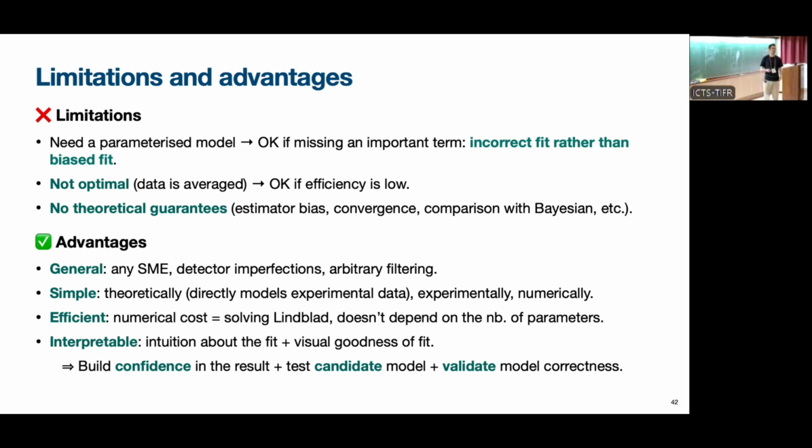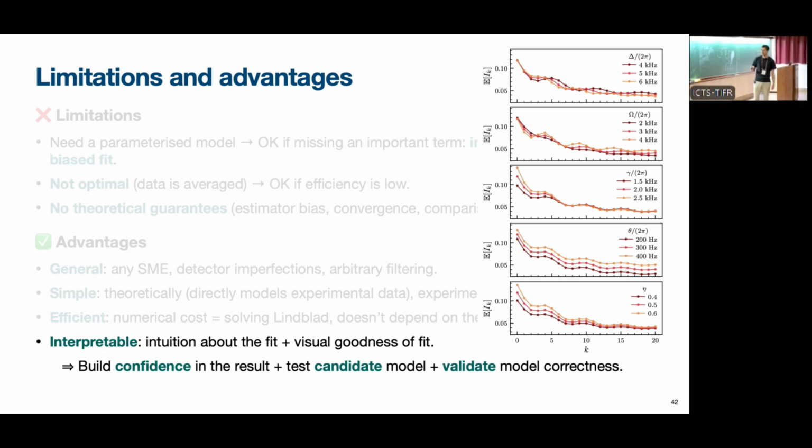Experimentally and numerically, it's very easy to compute these functions. Numerically, it's just solving an ODE and doing a least square fit. And as I told you, it's efficient numerically. It doesn't depend on the number of parameters. And finally, and I think importantly, you can build intuition about how each parameter is fitted from the correlation function.